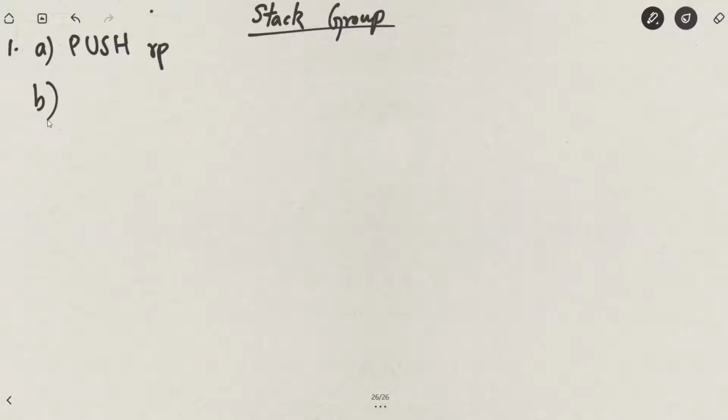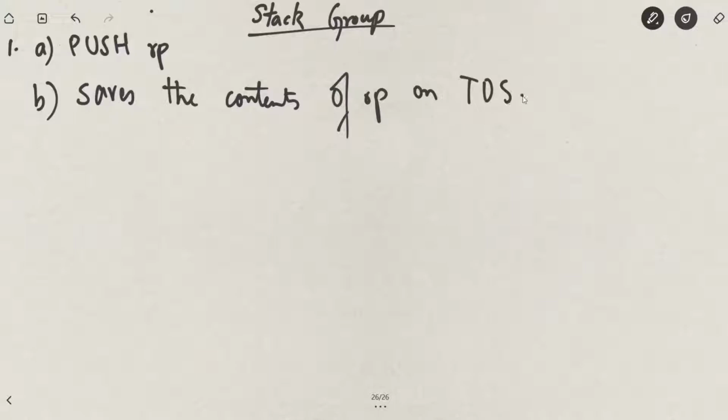PUSH RP. What this instruction does is it saves the contents of the register pair on top of the stack. There can be 4 different variations of this. Actually, leaving aside the stack group, you'll have only 3 different variations. So using this instruction, we can save the contents of the register pair on the top of the stack.